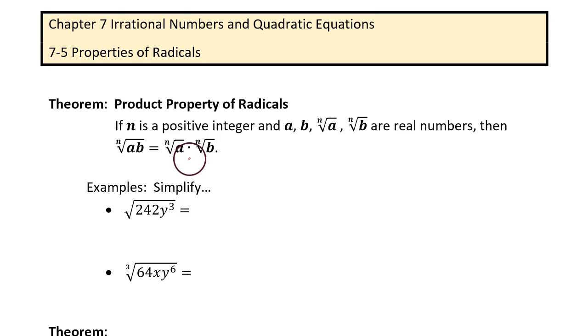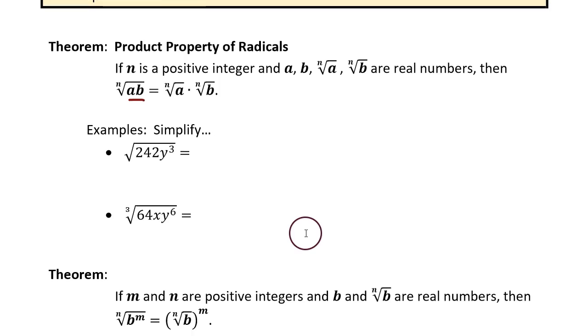You can kind of think of this as factoring, rewriting this product as the two factors that multiply together to create it. With that theorem, we can simplify expressions involving radicals. Let's say we wanted to find the square root of 242y cubed. We can rewrite that as a product of square roots. For example, 242 is equal to 121 times 2, and y to the third power is equal to y squared times y.